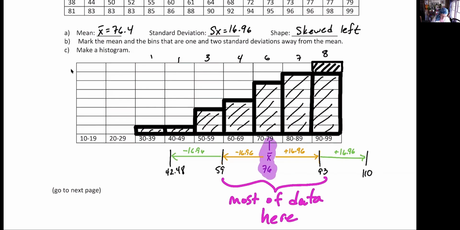That looks truthy. Remember, the 2 standard deviations away tells us where it's unusual. And I always get stuck on how to spell unusual. I have to think about it. I get lost in all the U's and N's.